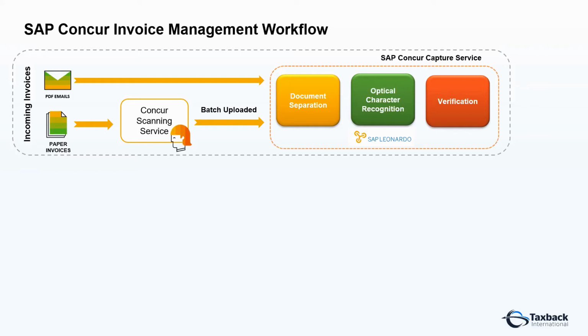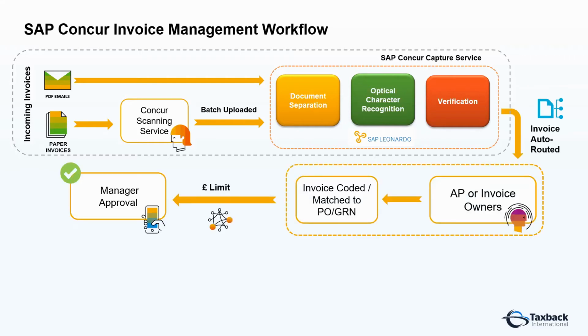Now, once all of these invoices are received centrally, they are processed by the data capture module, and therefore the data is extracted from those digital images. And once it's extracted, the information is verified before the invoices are released into the system for processing. Now, the system can automatically route invoices to a centralized queue for accounts payable to pick those invoices up, or it can route them directly to the invoice owners.